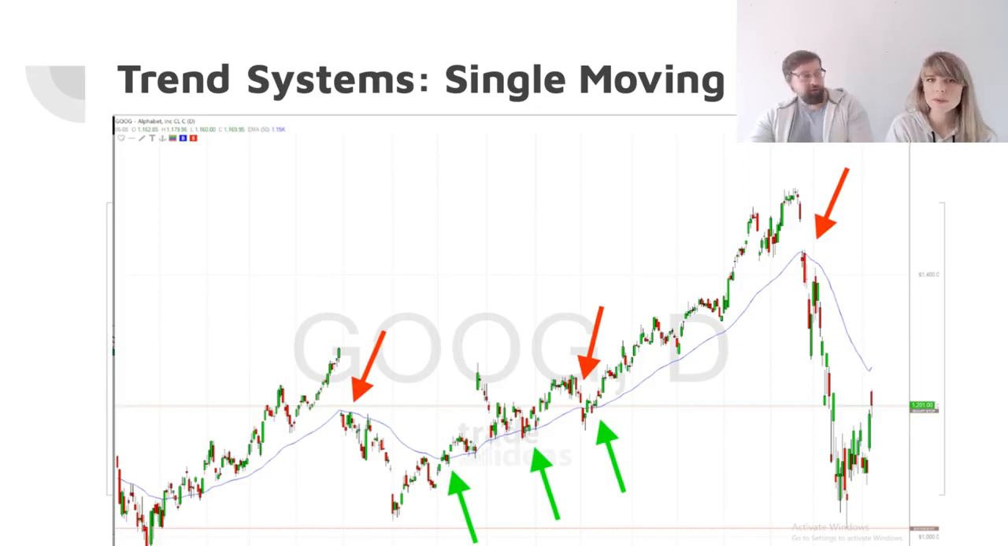Right, the trend is your friend till the bend in the end. Till the bend in the end. And then you want to make sure that you're able to get out, or in this situation, reverse, get short. Make sense? I think so.